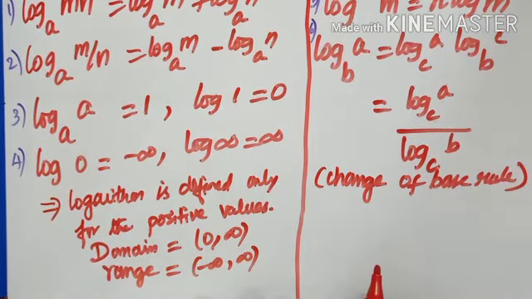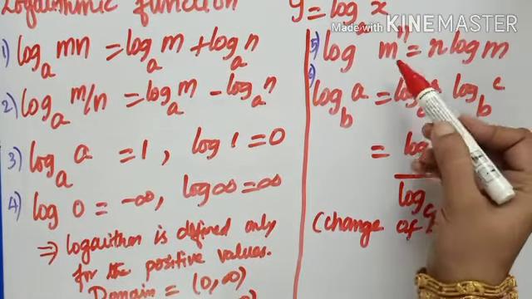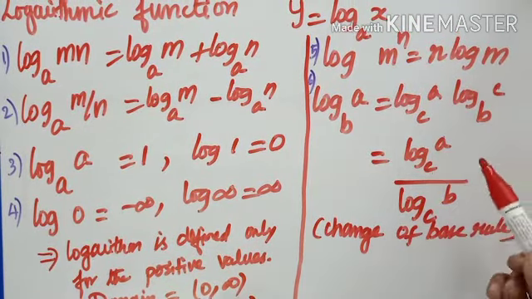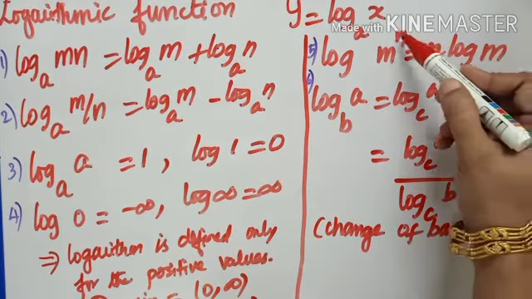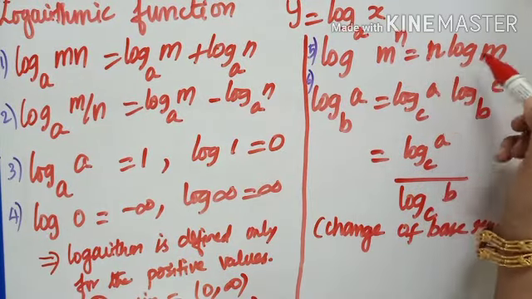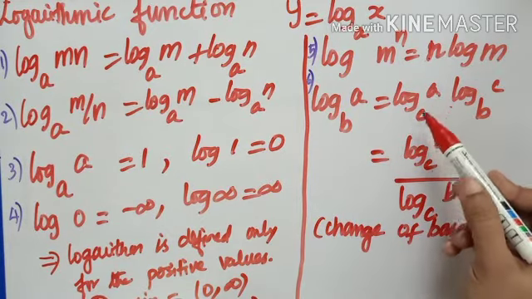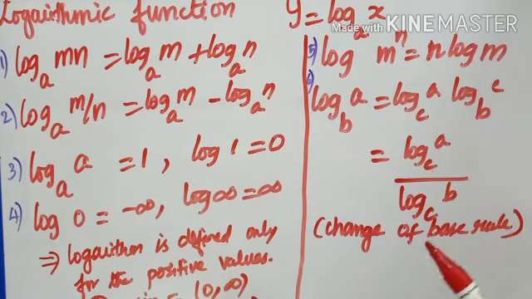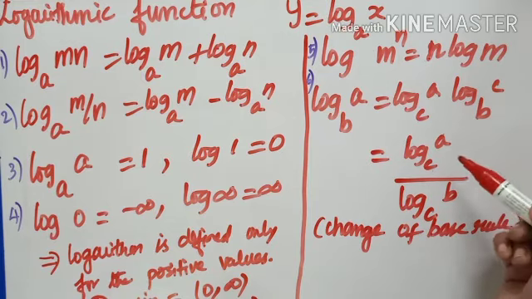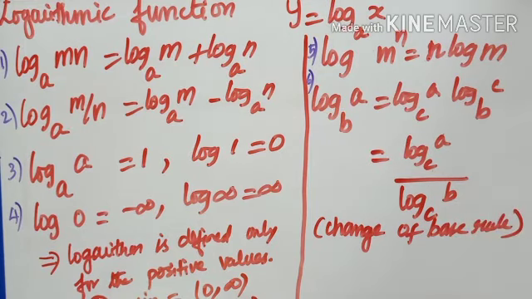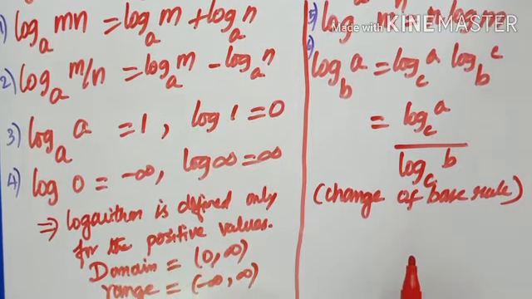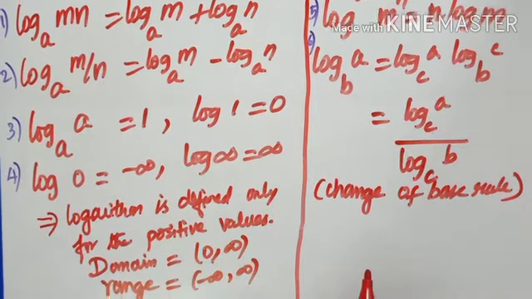The fifth property, we say log m power n is n log m, the power rule. The n, that is in the power, will come to the front as a product. Log a base b, I will write as log a base c into log c base b, or bring it down, which tells me interchange. Log c base b, when I bring it down, becomes log b base c, and this we call the change of base rule. So let us see once again all the properties and be thorough with them before doing the exercise.